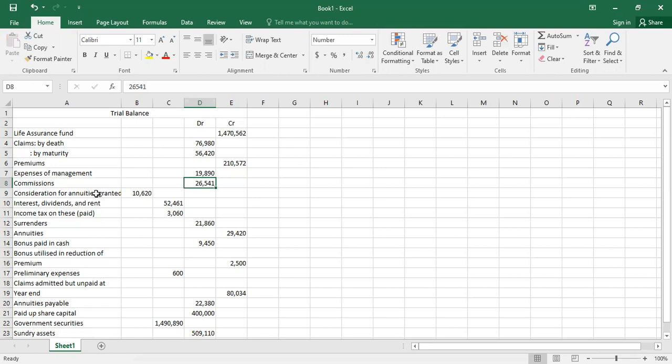Then I have consideration for annuities granted. If you recall, the consideration for annuities granted is any lump sum payment that will be received by the insurer in lieu of granting the annuity. And therefore, this is an income, supposed to be credited. Then I have interest, dividend, and rent, less the withholding tax, they are incomes. Then I have income tax. Income tax is an expense, so we debit.